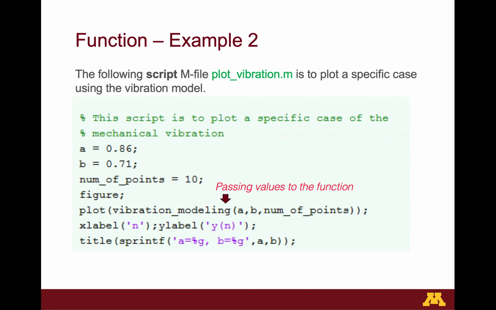And then what you need to pay attention to is this plot line. Here we call the function that we defined, which is the vibration modeling from the previous slide, with the given a, b, and number of points. This is called passing the values to the function. Pay attention that we pass values twice. First, we pass a, b, and number of points into the function vibration modeling, which we just defined. And then the output of the vibration modeling is passed to plot, to be used for plotting.